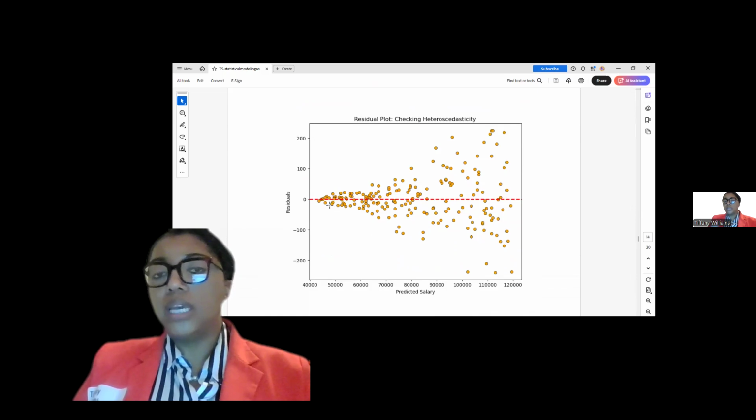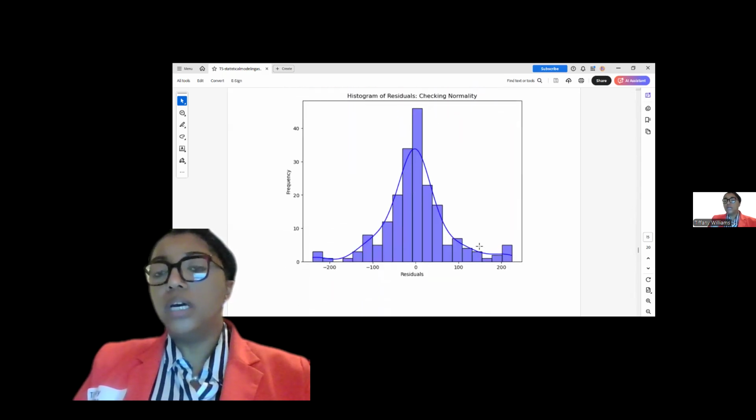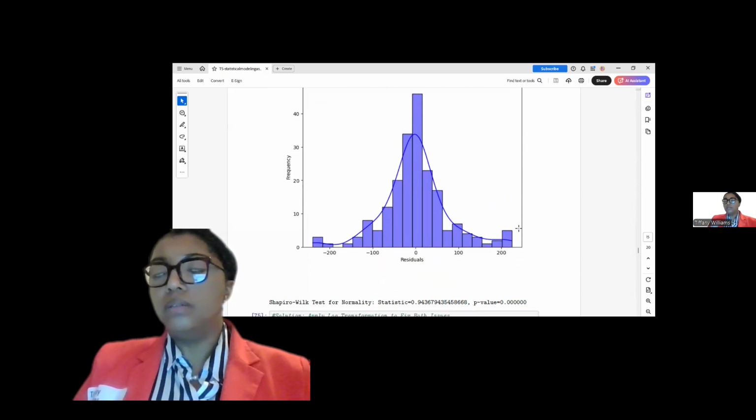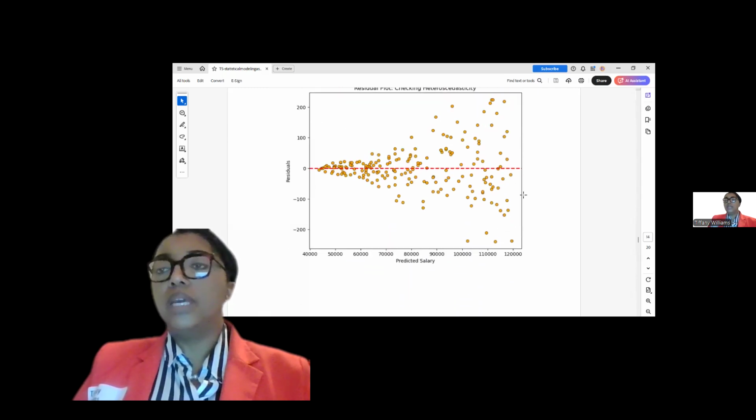So here is a funnel indicating heteroscedasticity. The other ones we have seen have been homoscedastic because they were evenly distributed, but this one is actually a pretty clearly defined funnel. So I'll use logarithmic. I also plotted the normality, but I'm just going to focus on the heteroscedasticity and correcting that.